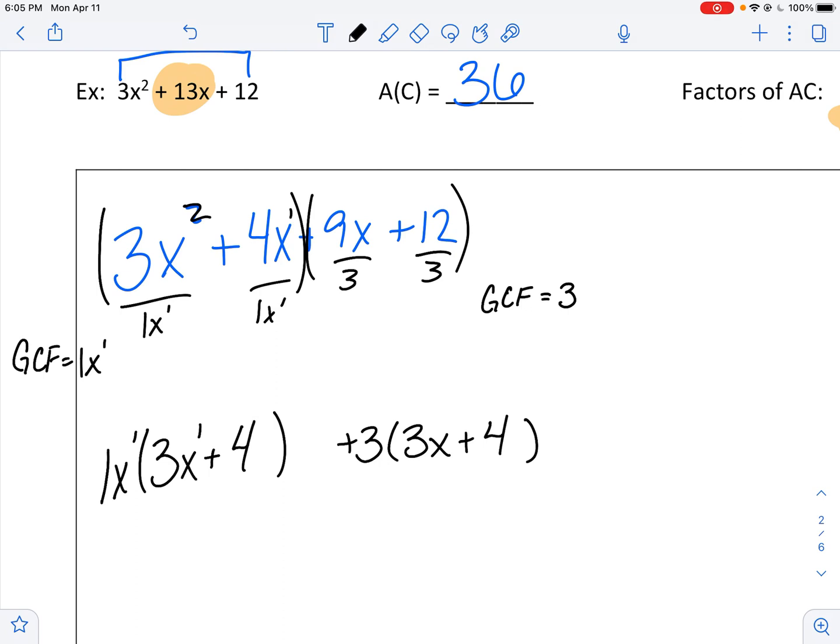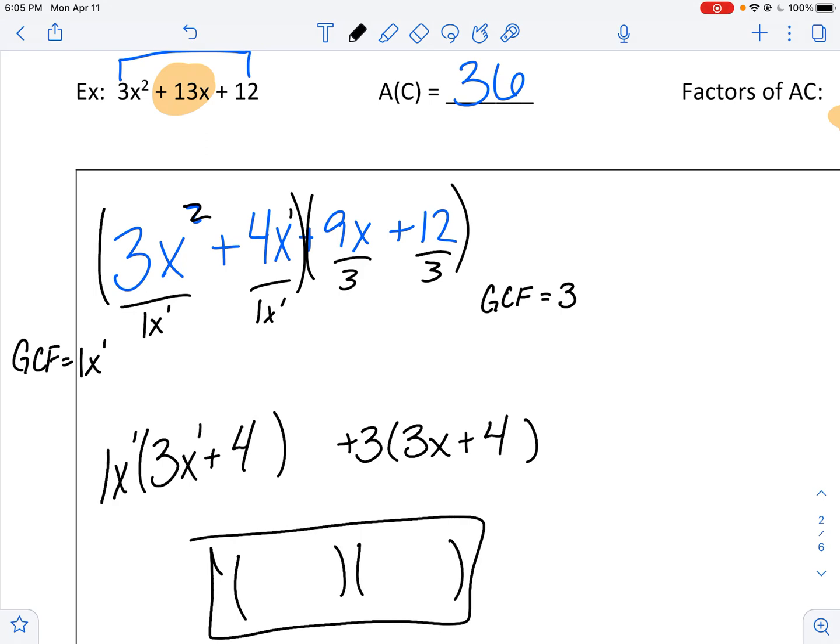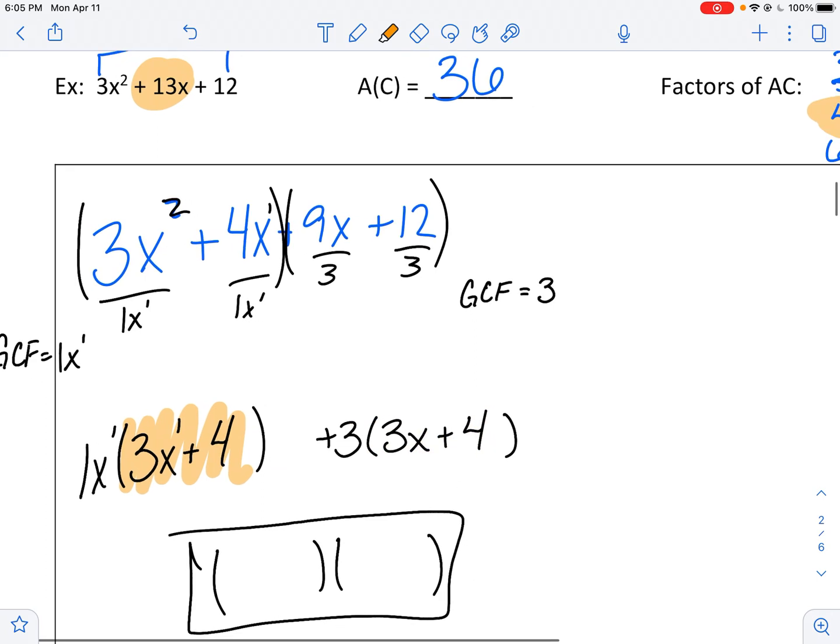So what we've done so far is I took a times c, 3 times 12, and I found out what factors of 36 would add to the middle term of 13. Once I had that, I split up my middle term into 4x and 9x. And I found the GCF of each half of my polynomial, and I divided that out. Now my final answer, how I will express this, I'm still going to have two sets of parentheses. One set of parentheses will be what's inside my parentheses after I divided out the GCF.